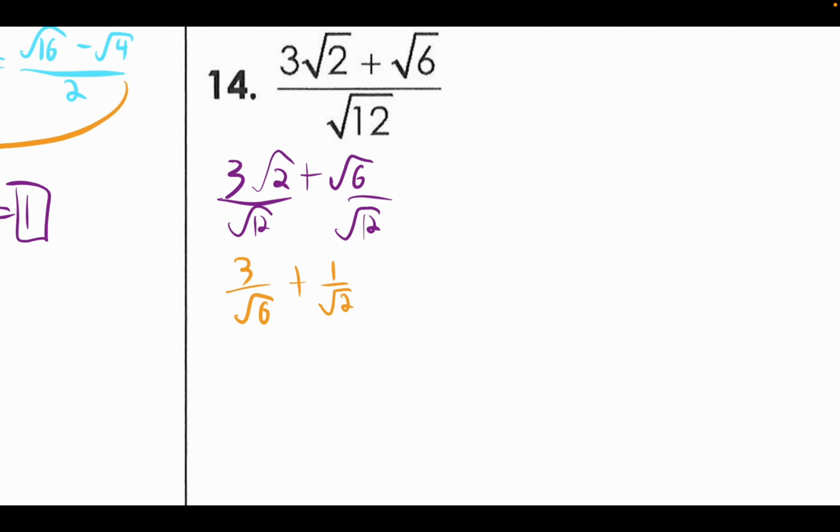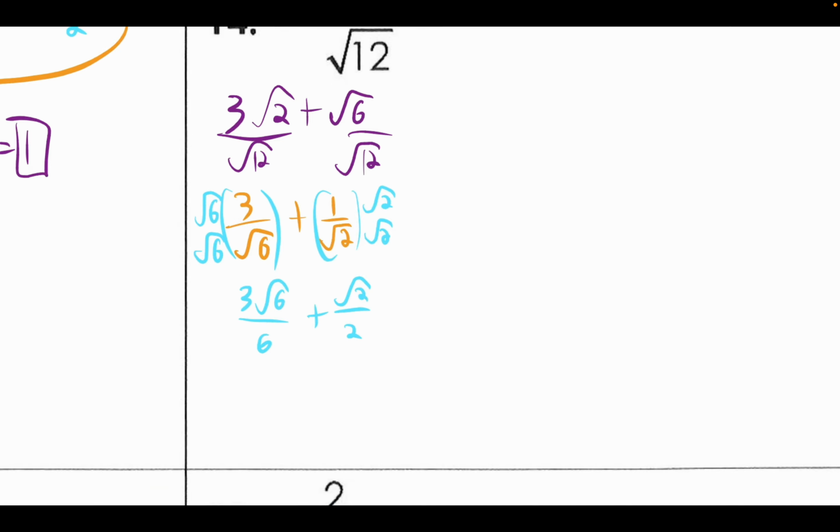And now in this first fraction, I need to multiply the top and bottom by the square root of 6, giving me 3 square root 6 over 6. The second fraction, I need to multiply the top and bottom by the square root of 2, giving me square root 2 over 2. And so this left one simplifies into square root 6 over 2 plus square root 2 over 2.